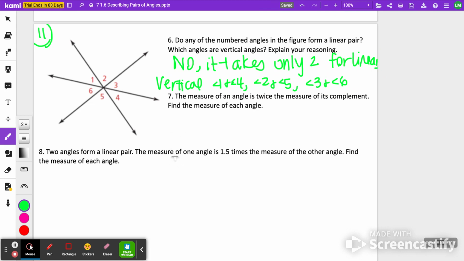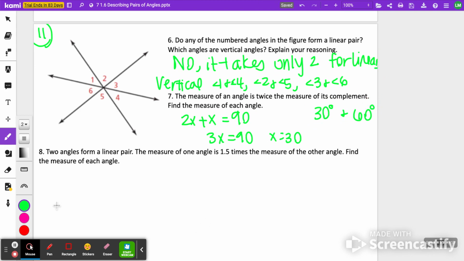Number 7, the measure of an angle is twice the measure of its complement. So again, twice the measure would be 2 times x, plus another angle, just a singular x, is equal to a complementary angle, which is 90 degrees. That means 3x is equal to 90, so x is equal to 30. One of the angles would be 30 degrees, and the other would be 60 degrees.